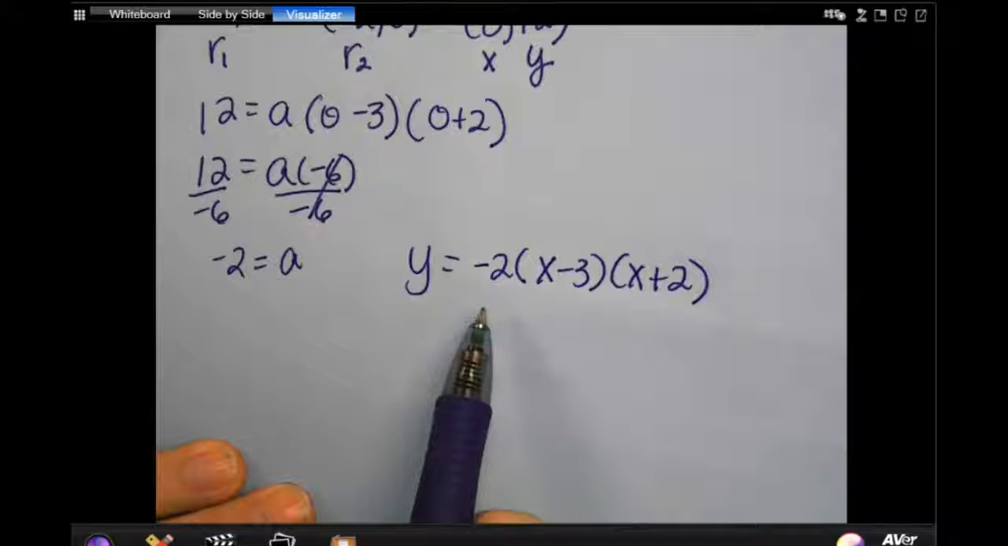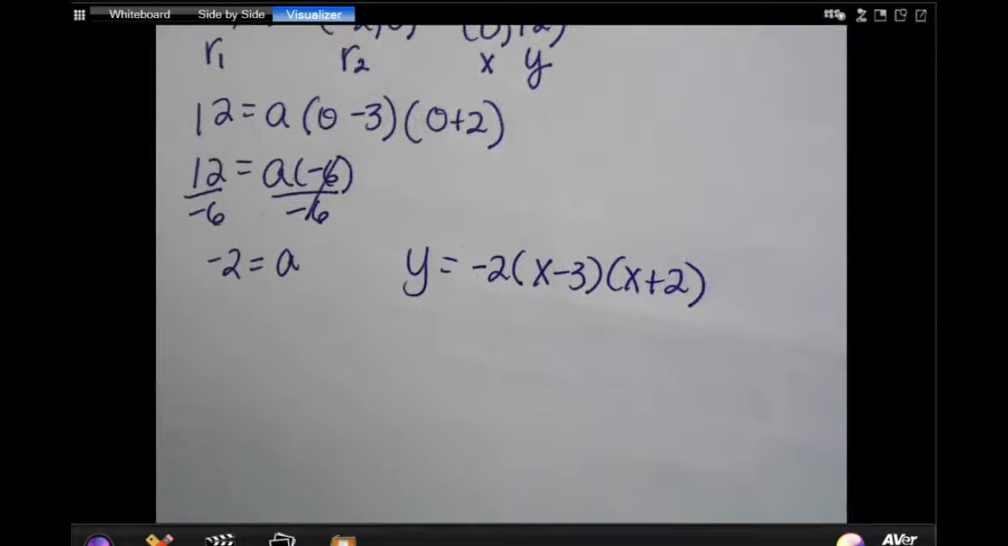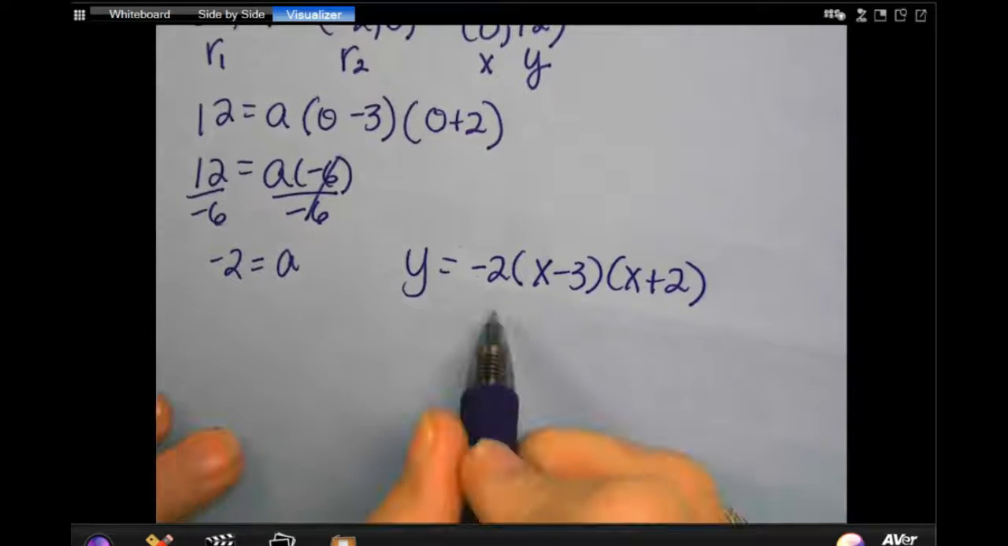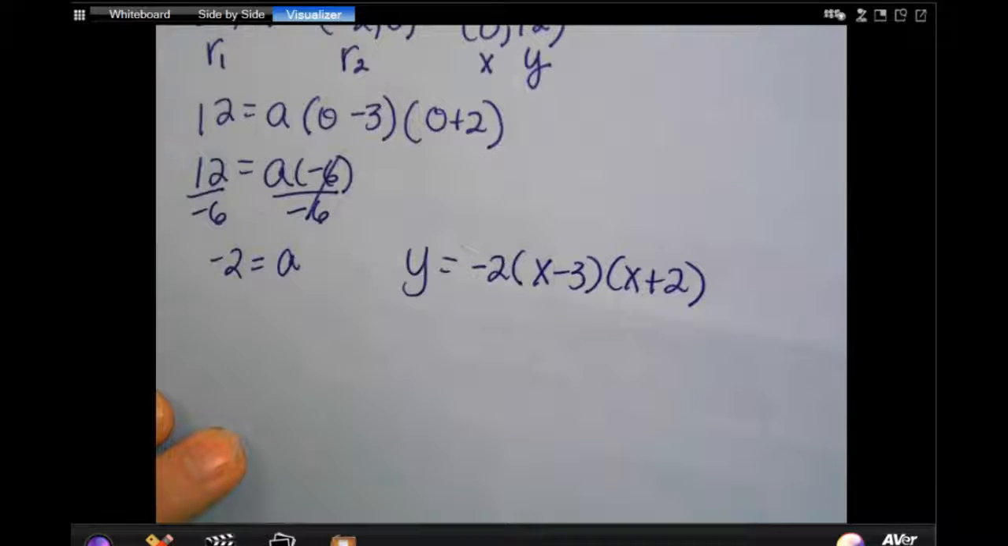And what does the negative 2 do to my parabola? What does the negative do? It reflects, so it turns it upside down. And what does the 2 do? It's a stretch, right? So what if I wanted to put this now in standard form? What would I have to do? Nobody? Crickets?